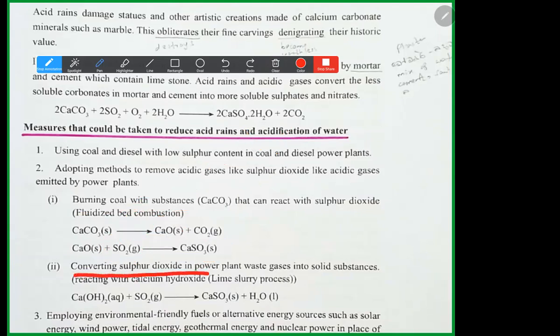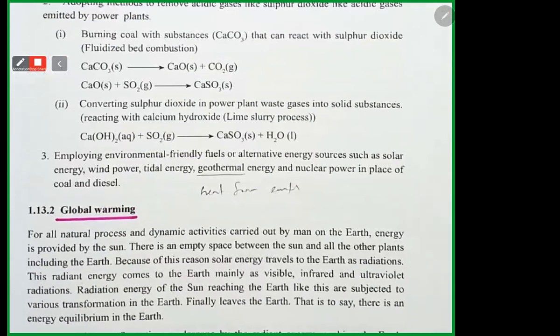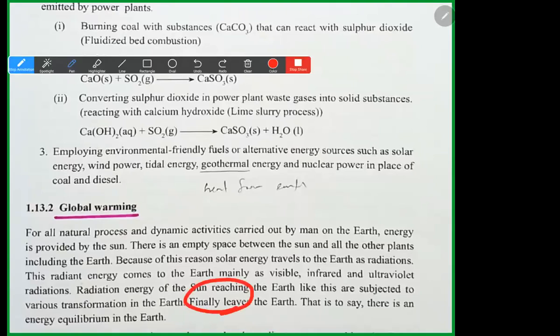Converting sulfur dioxide in power plant waste gases into solid substances. Here again, you can pass sulfur dioxide through aqueous calcium hydroxide, converting it to the same calcium sulfate, which is solid, so it's not released to the atmosphere. Employing environmentally friendly fuel or alternative energy sources such as solar energy, wind power, tidal energy, geothermal energy, that is heat energy, and nuclear power in place of coal and diesel.